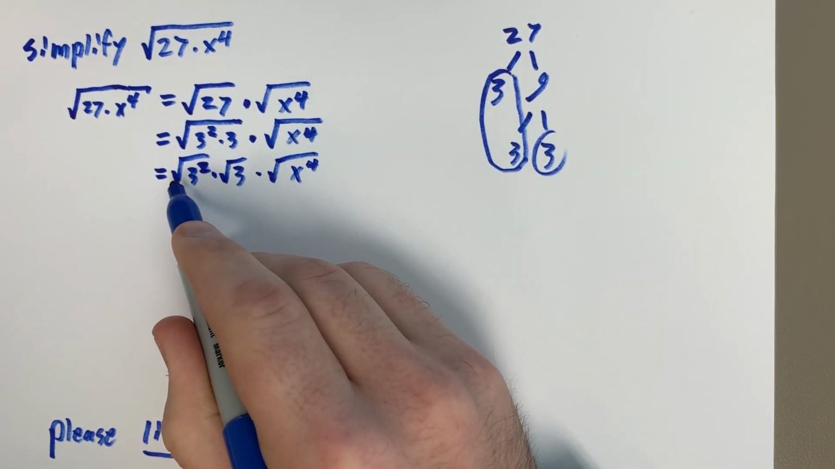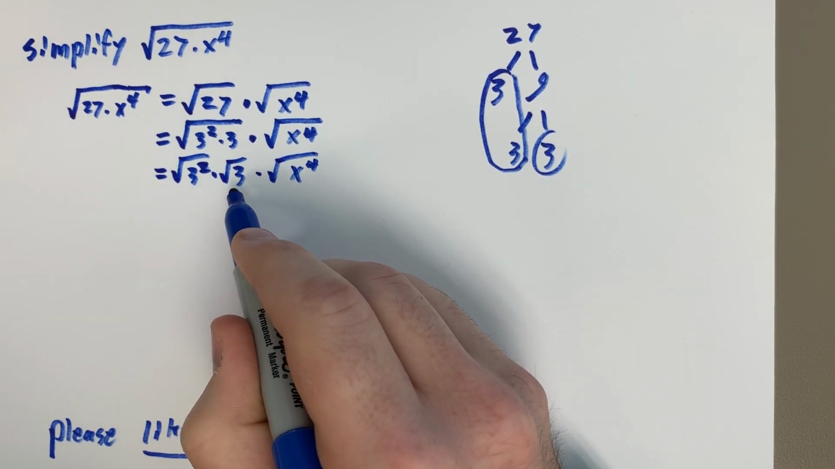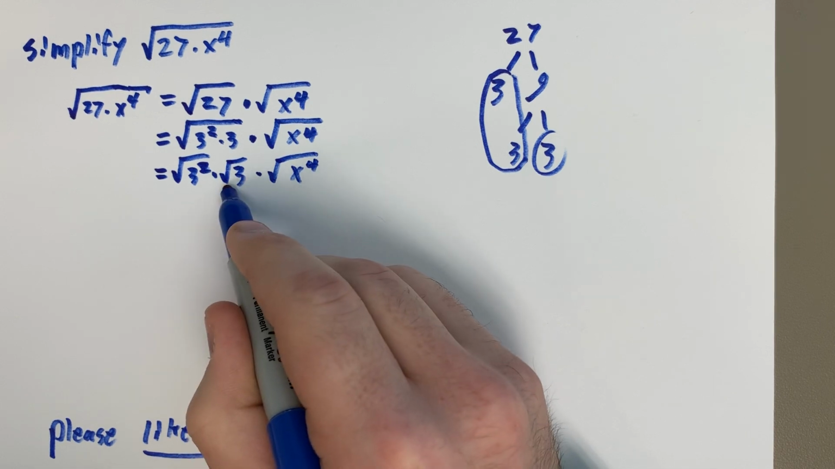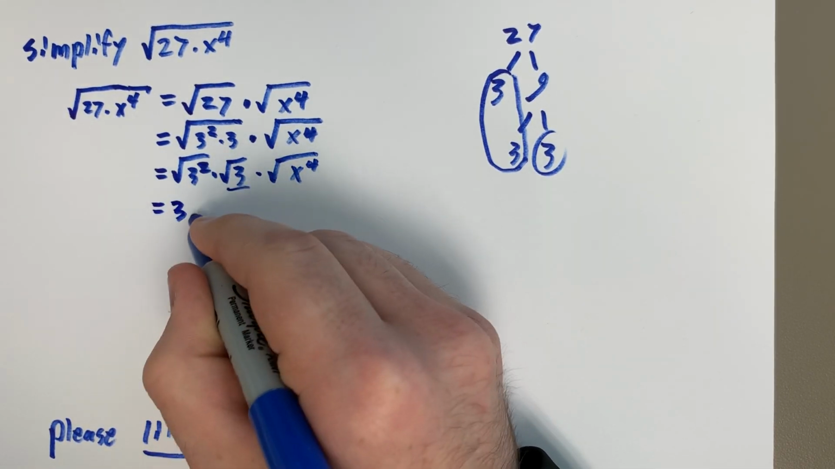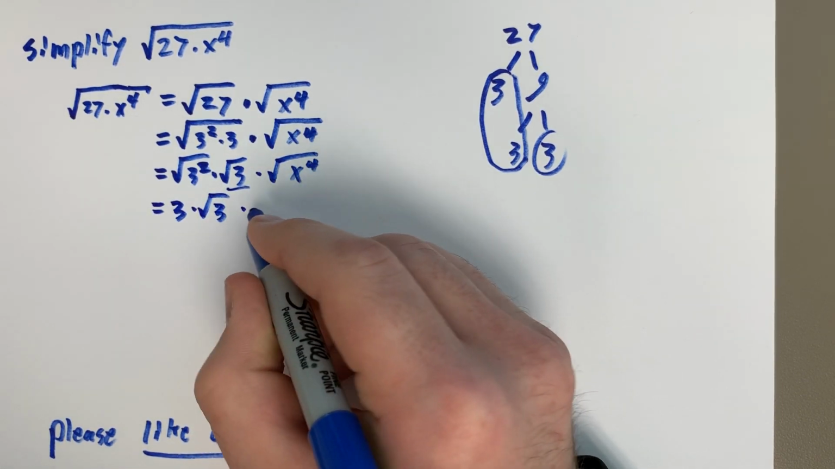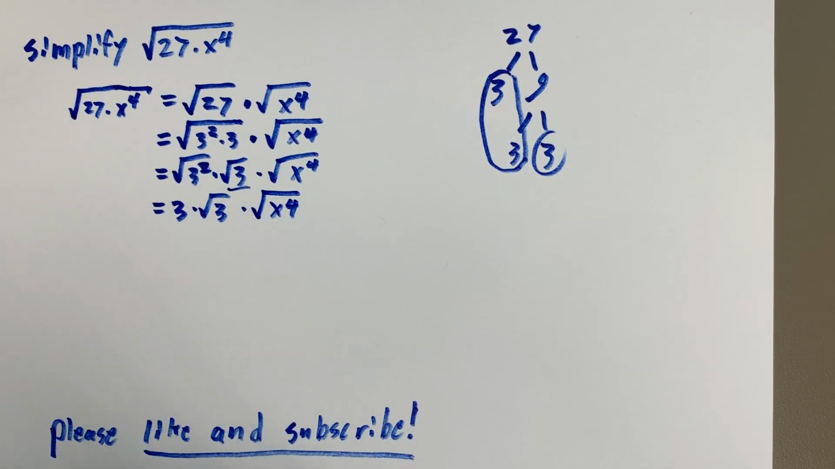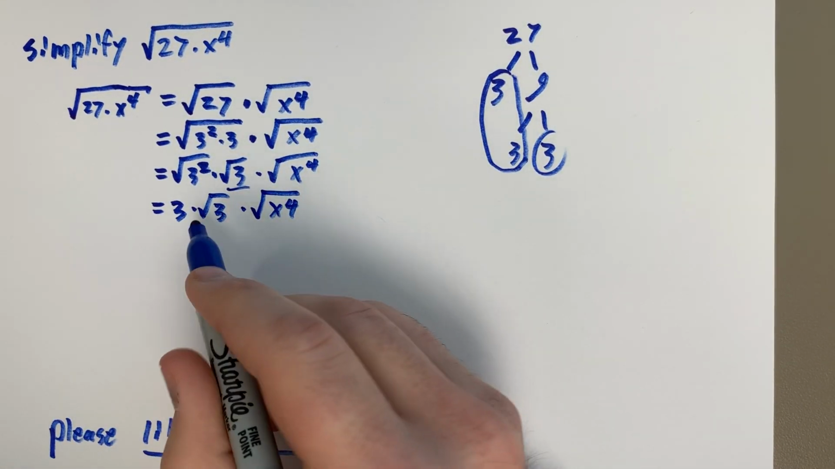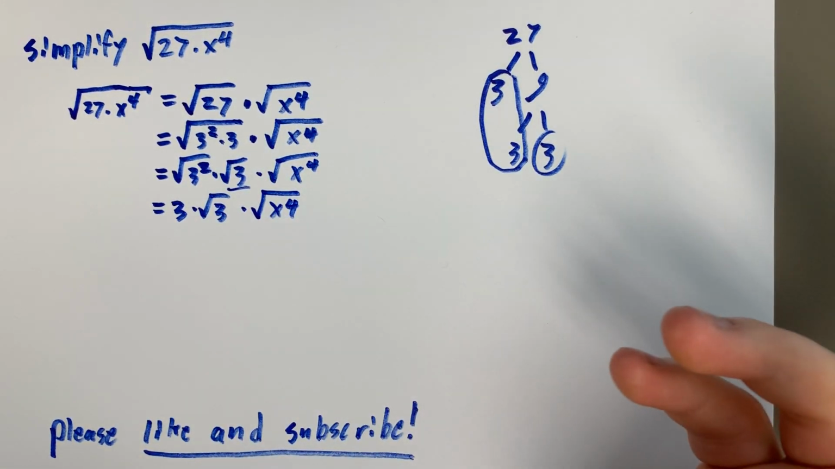Okay, now I have a square root and a square. Those cancel each other. This square root of 3 does not simplify any further, so we're stuck with what we have here. So the square root and the square cancel each other. I'm left with 3 times square root of 3. And then I haven't done anything with this x to the fourth thing yet, so that's going to get carried along.